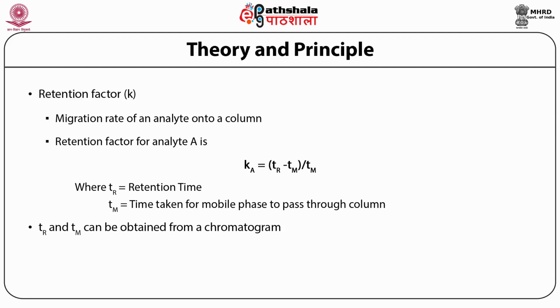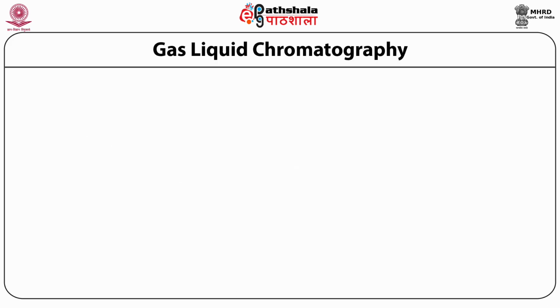Ideally, the retention factor for an analyte should be between 1 and 5. The lower the retention factor, the faster the analyte elutes out, and high retention factors, like greater than 15, mean that the elution will take a very long time. Gas liquid chromatography is highly sensitive and has high speed of resolution.